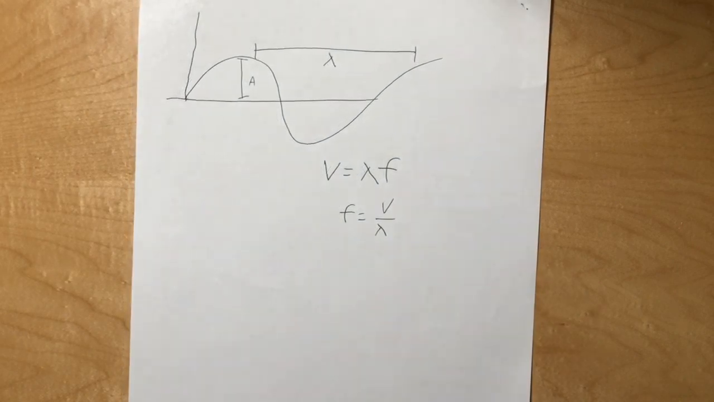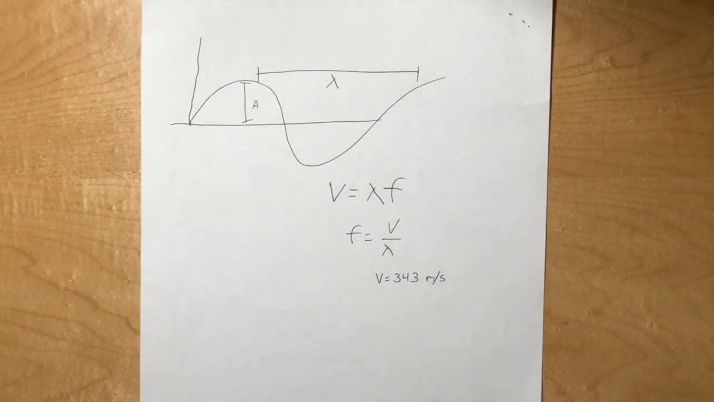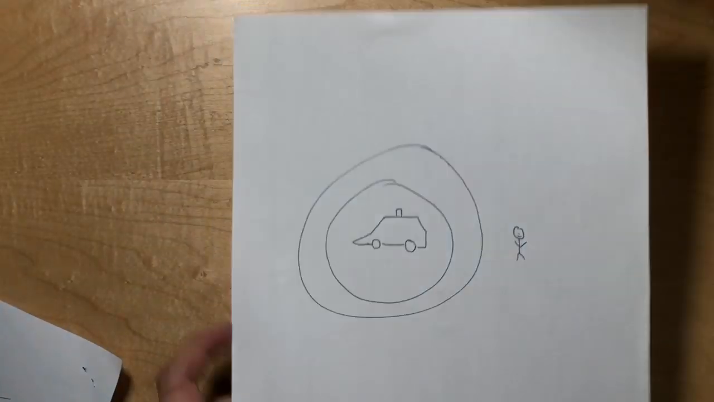So what is the v here? The v is simply the velocity of the wave through a medium. And one important thing to note is that velocity does not change if the medium doesn't change. And in all these problems, we are going to assume that the medium is just air, and that has a velocity of 343 meters per second. Okay, so let's go back to our police car example.